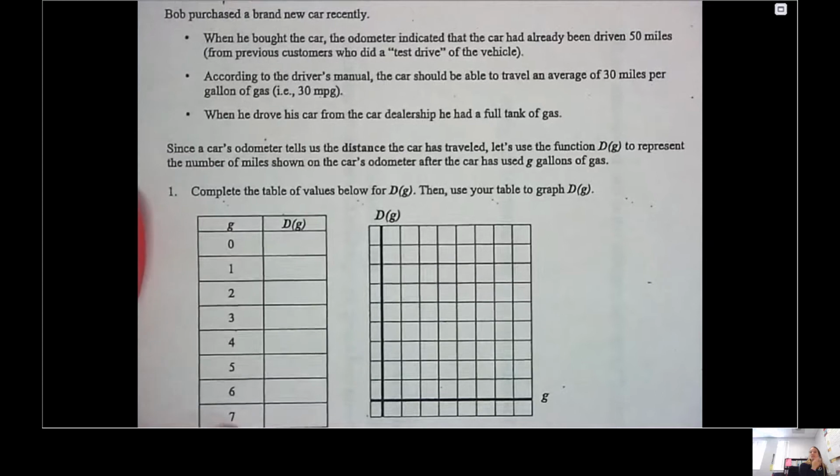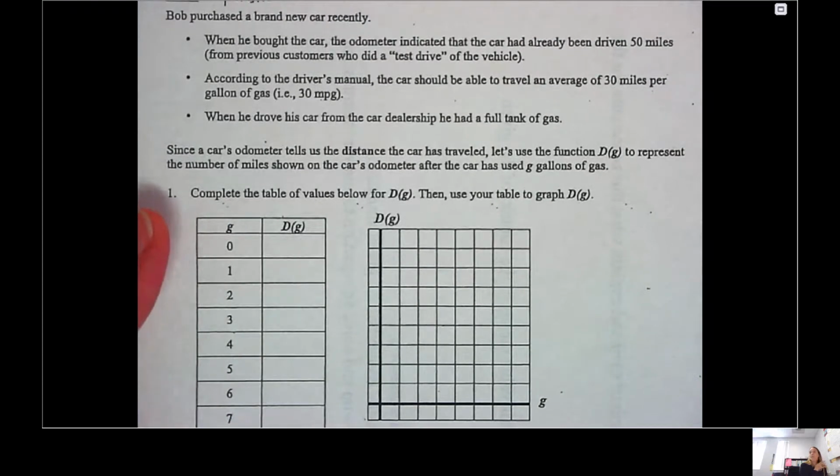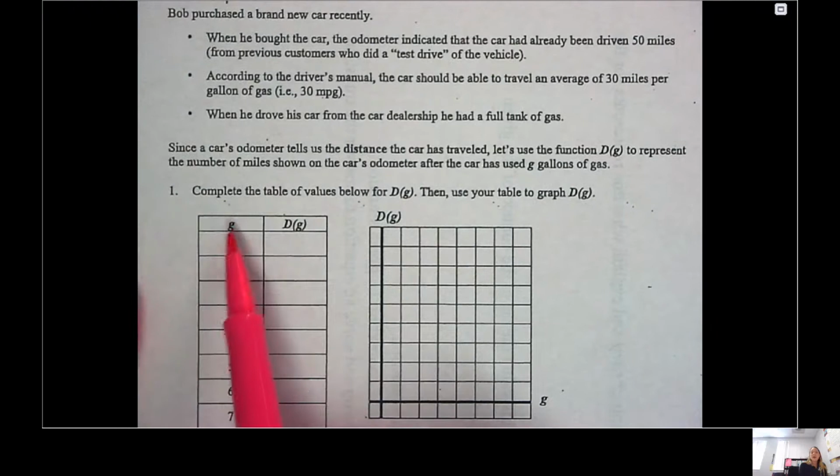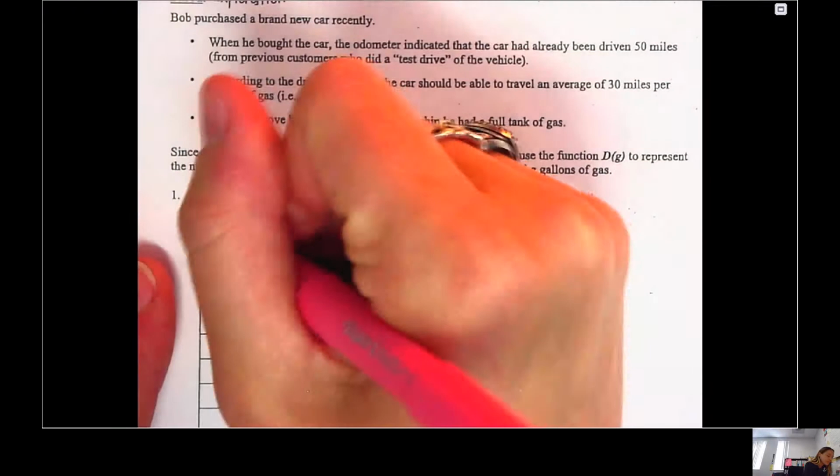In this problem, what does the G stand for? Gas. It's my number of gallons of gas that he has. So this is my independent variable. It's the first one I put in. It's my X variable, essentially. This is my independent one.